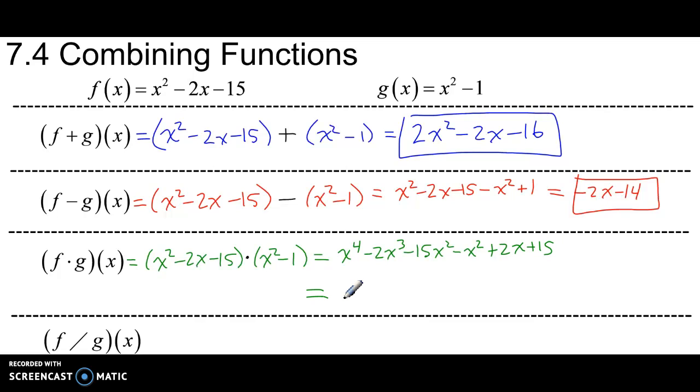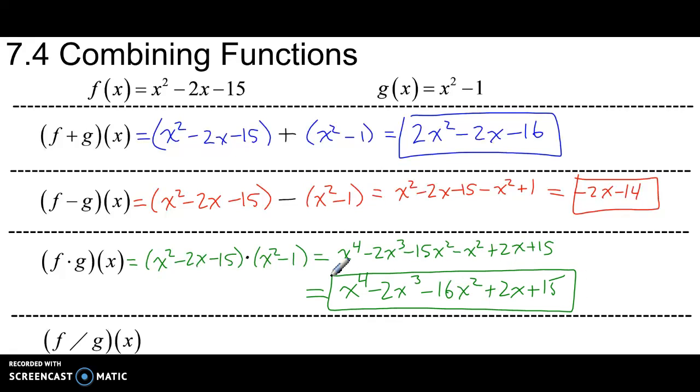And then I have to collect like terms, and I've got x to the fourth minus 2x to the third minus 16x squared plus 2x plus 15 for my result. That's the function that f times g turns out to be.